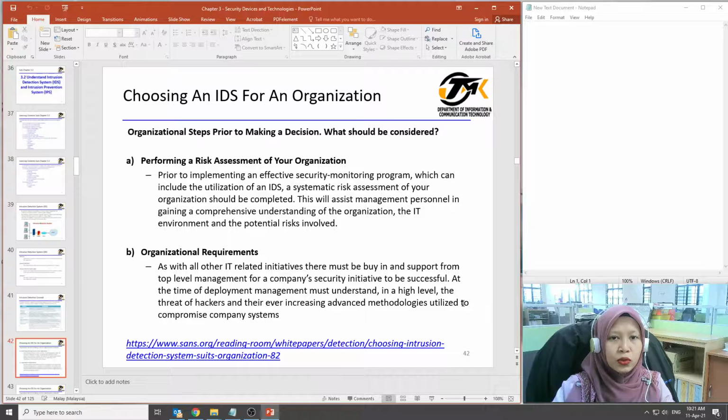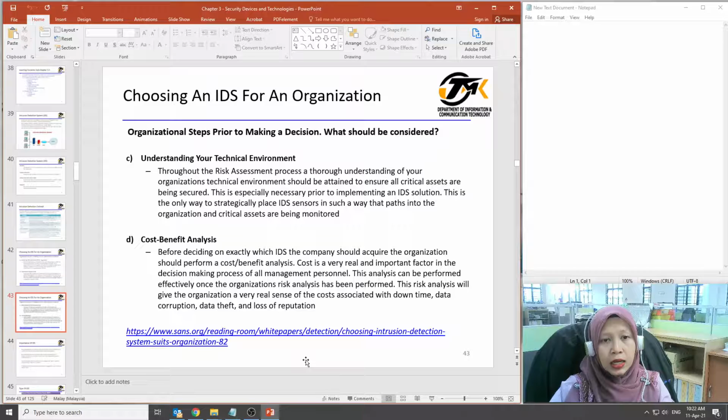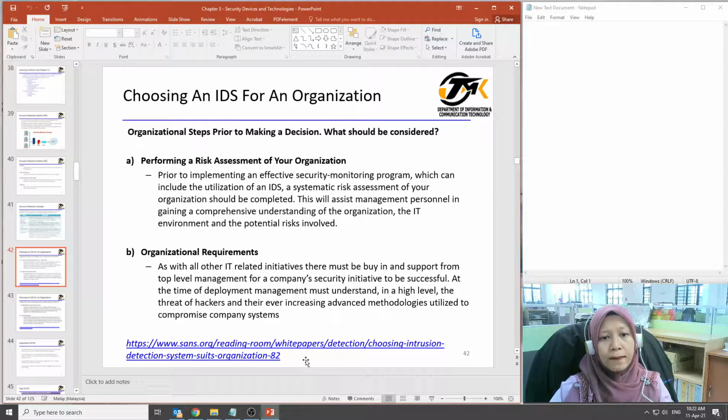Okay, now, choosing an IDS for an organization. So basically, this I got from SANS, right? This is a very good white paper. So when any organization wants to choose an IDS, there are a lot of things that they need to consider. Okay, so this is the most important step. Okay, inside they give four.